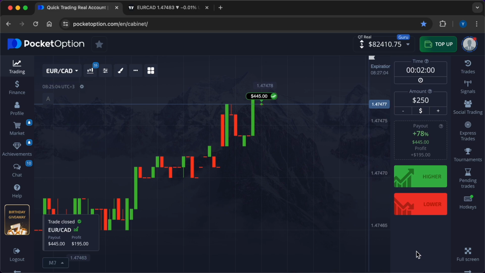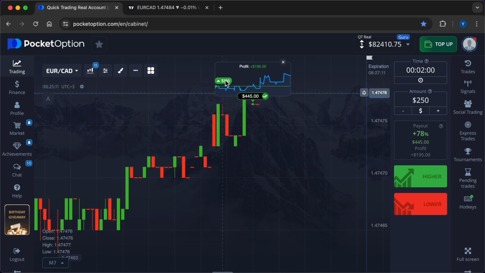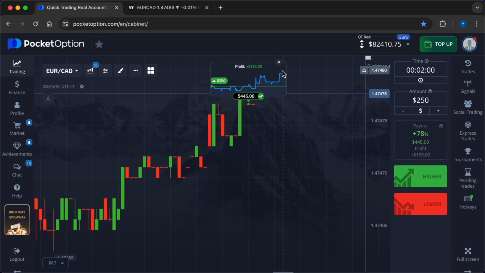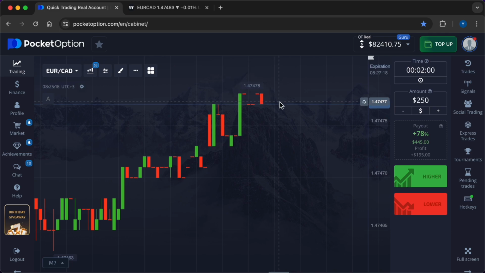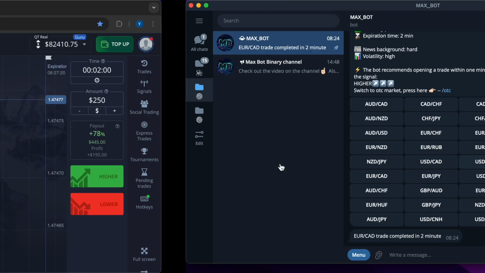And here's the result of the deal. The signal from the bot and my analytics agreed in an opinion, which turned out to be correct. $195 came to the real account. Now I will change the currency pair once again. There are 27 options available in the bot menu.